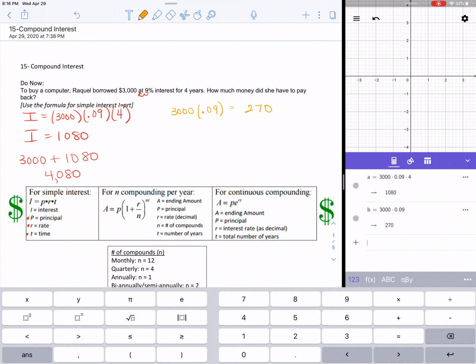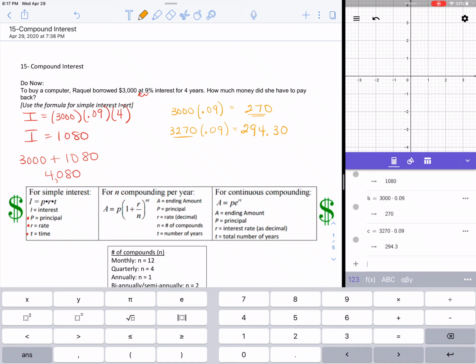So the first year, you would owe $270 on top of the $3,000. The next year, you would have to pay interest on the $3,270. The interest gets added on to the principal before calculating the interest for the following year. So the following year, the interest would go up. And now you would owe, for the second year, $294.30.